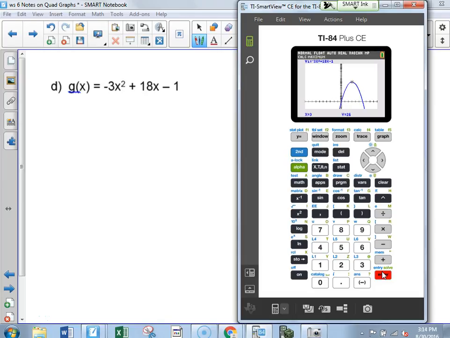What else are we supposed to write down? The axis is x equals 3 and it opens down. Okay, let's try the other one. What's the other one?